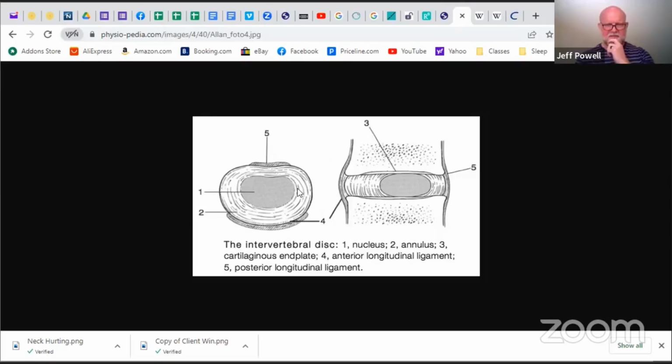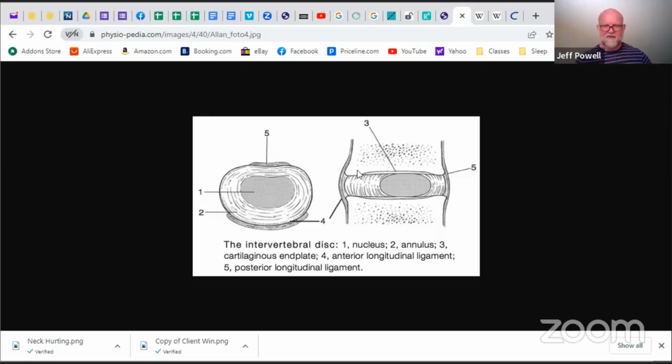The one on the left is, again, kind of a top view, and now they're starting to show us these layers of the fibrous tissue that are part of this annulus. So remember, the outer layer is the annulus. And then on the right, we've got a side view, and again, they're starting to show us some of the layers of this dense, tough, durable fibrous outer layer. And again, we can see the nucleus in the middle.